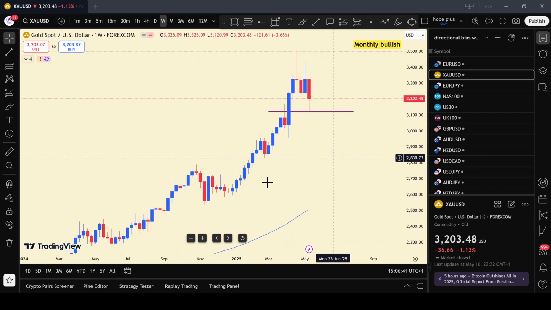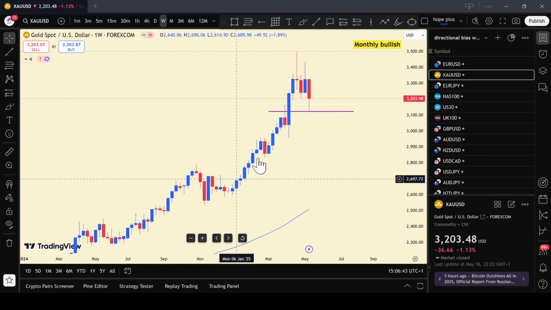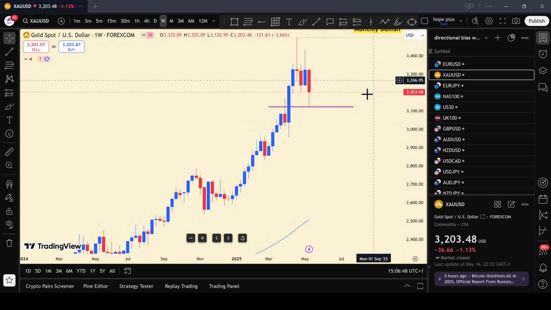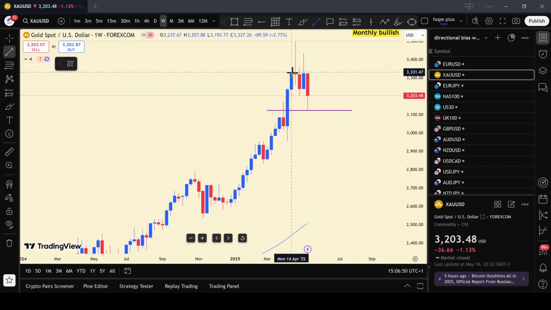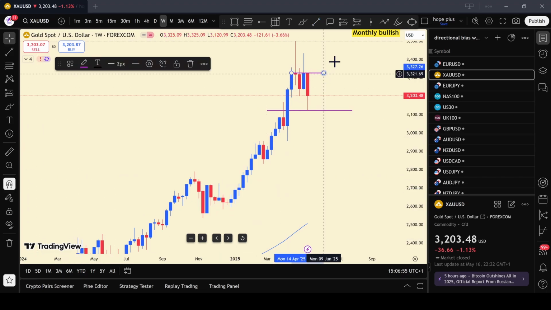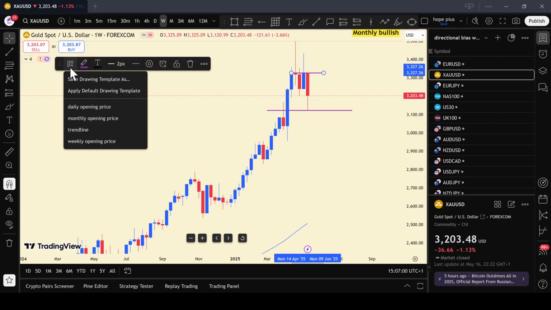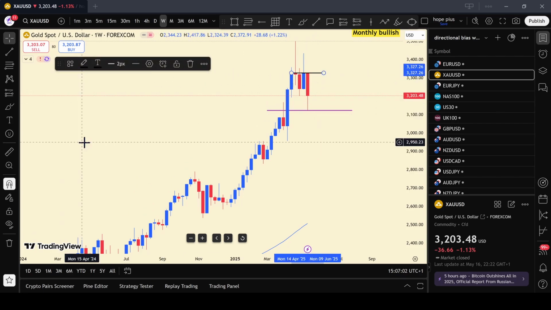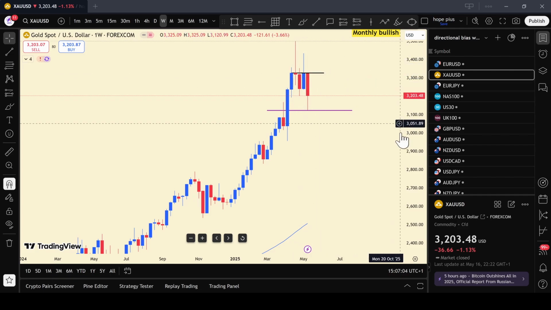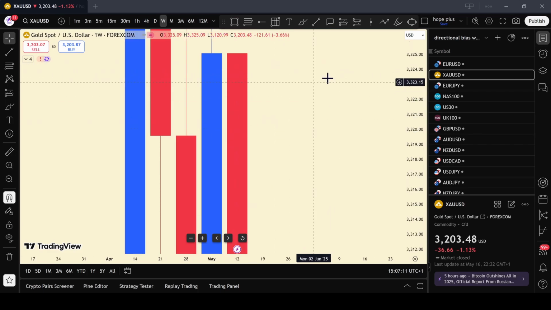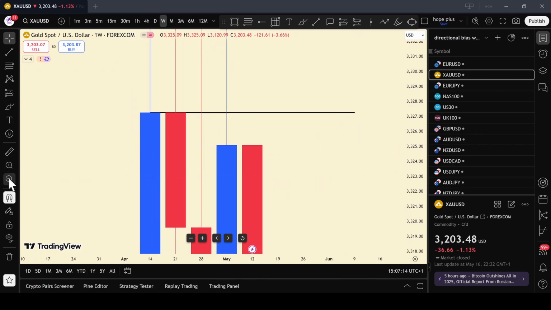Now the weekly also, we have been moving pretty strong to the upside. But what happened is that we have this stubborn resistance at this level here. So I'm going to change this line to my weekly line, which is a deeper black color. So we are struggling to break above this level. We are struggling to break above that level.